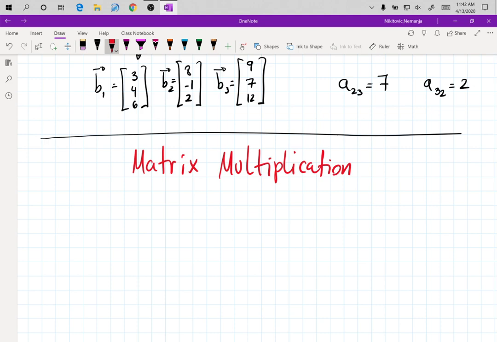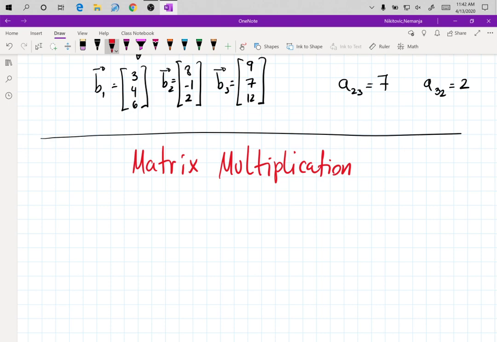So that's our next. And matrix multiplication is a little bit interesting, because you will be multiplying rows and columns and getting single entries that go into that location.